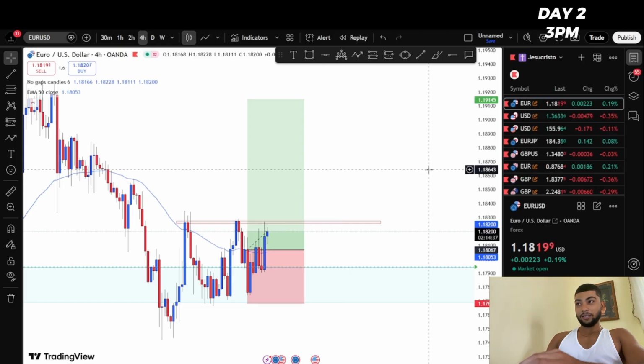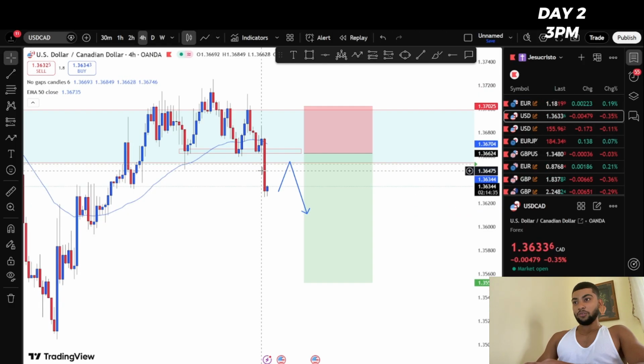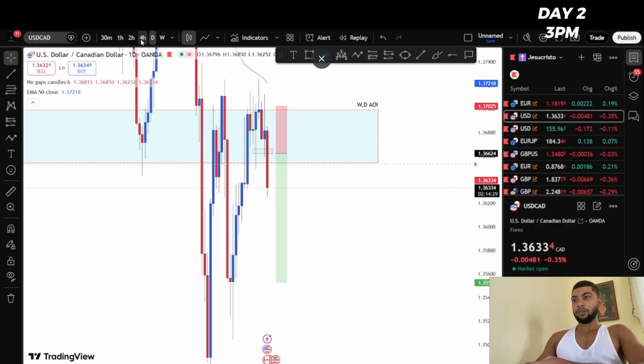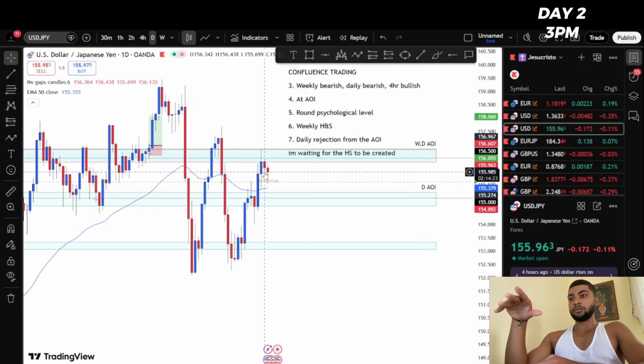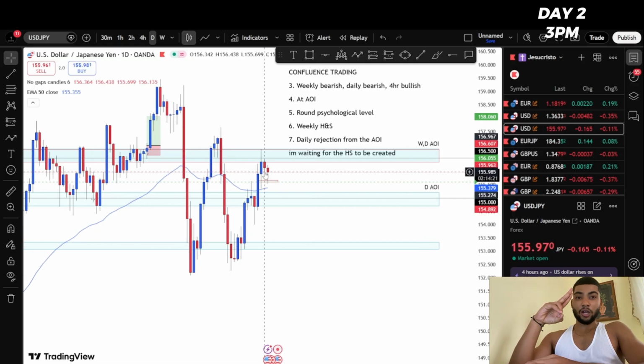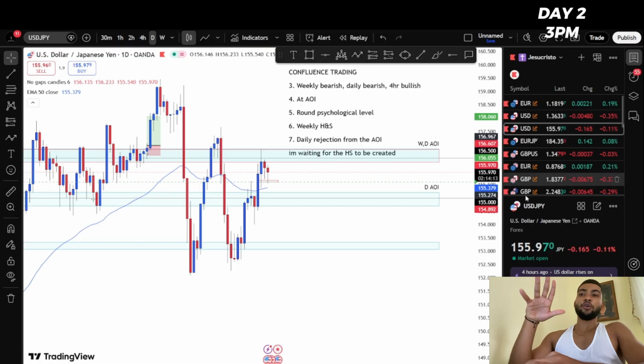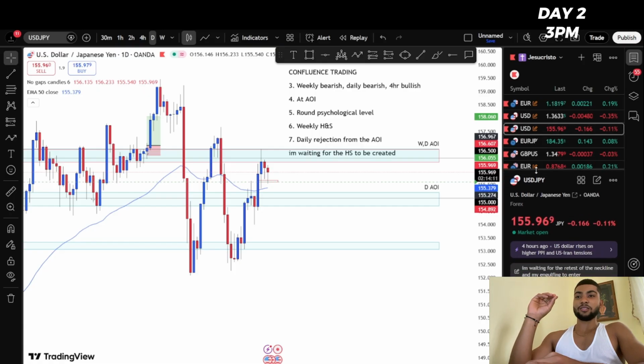But for Monday, I have USDCAD. I'm waiting for the retest to sell. This is going to be a massive sell. I love this pattern. I love this trade, and I also have USDJPY. Those are the top two trades that I'm going to be waiting for next week. I'm not going to show you all the trades that I'm interested in. I'm going to make another video for that.